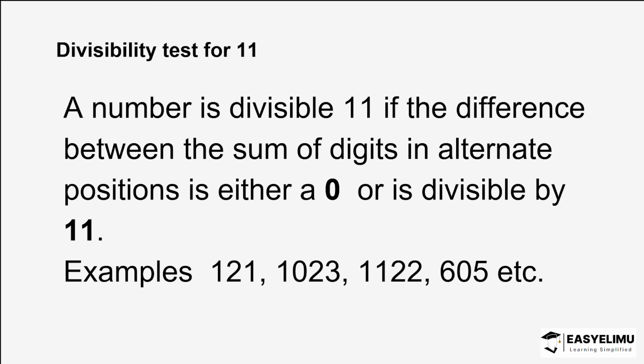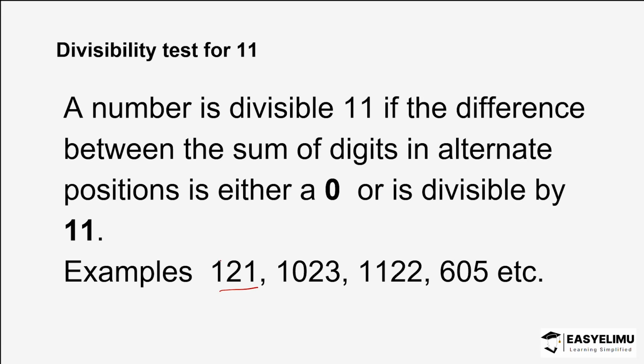Numbers that are divisible by 11 include 11 itself, 22, 33, and so on and so forth. So if you take the difference between the sums of digits in alternate positions, you should either get 0 as the answer, or a number that is divisible by 11. We have examples here, like 121.